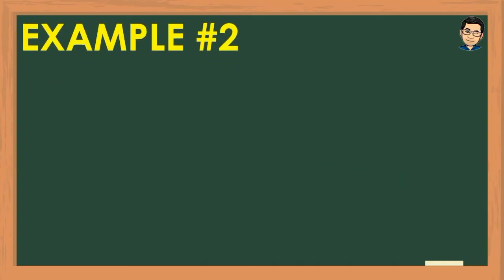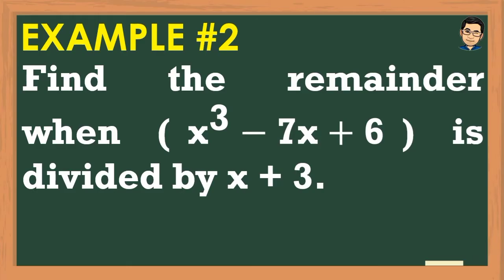So, let's have example number 2. Find the remainder when x cubed minus 7x plus 6 is divided by x plus 3. So, yung given polynomial natin dito, meron siyang missing term. So, yung missing term po niya is yung x squared. So, ibig sabihin, kapag ginamit po natin yung synthetic division sa pagkuha ng remainder, kailangan po natin isulat yung 0 sa pagitan ng x cubed tsaka 7x. Okay?